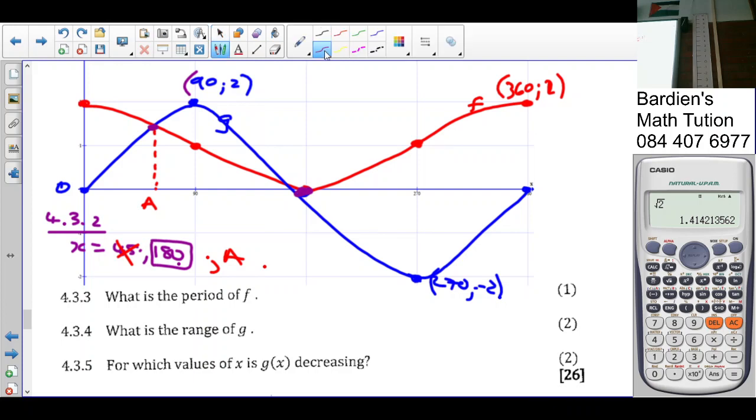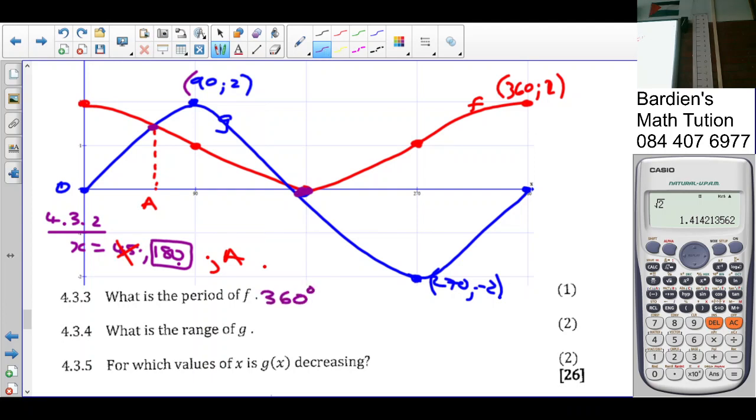Right, let's look at the next one. You say, what's the period of f? What's the period of a graph? Time taken to complete one full cycle. Okay, which is 360 on both graphs here. What's the period of the tan graph? 180. So the period of f is 360.